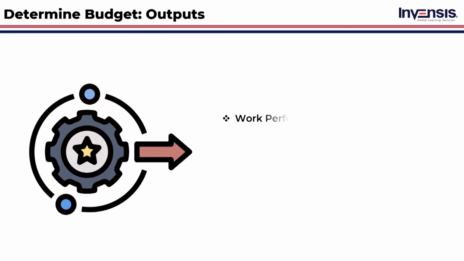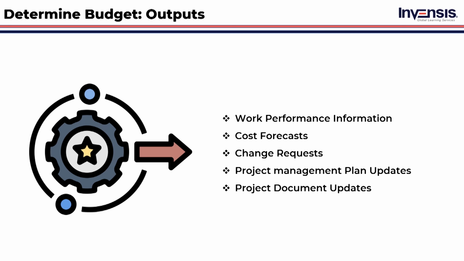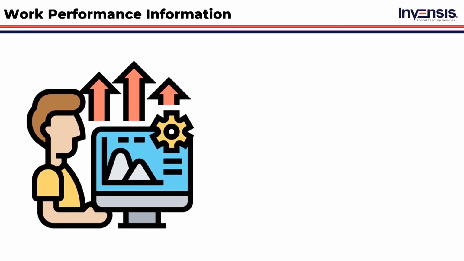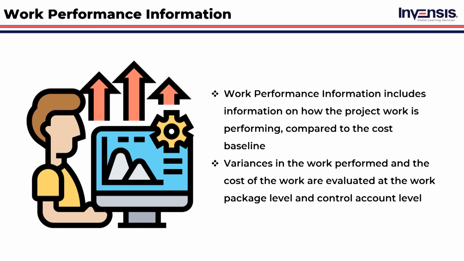They are: work performance information, cost forecasts, change requests, project management plan updates, project document updates. Let us start with the outputs in detail. Work performance information includes information on how the project work is performing, compared to the cost baseline. Variances in the work performed and the cost of the work are evaluated at the work package level and control account level. This output will always help the project manager to keep track of the performance and take corrective measures if they are not satisfactory to control the costs.